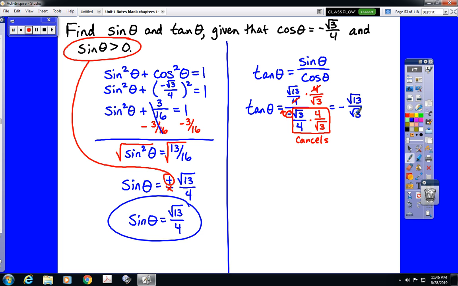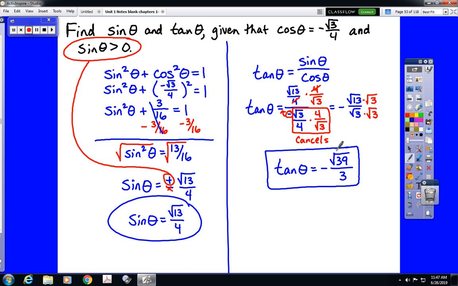Now we're almost there. We still have a root in the denominator, so now we have to rationalize the denominator by multiplying the bottom and the top by the square root of 3, which gives us that tangent of theta is negative. Don't lose that negative. Okay, it's still there. Root 39, which does not reduce, over 3, which is our final answer for tangent. So step 1, we find the sine. Step 2, we find the tangent. Let's do another one.